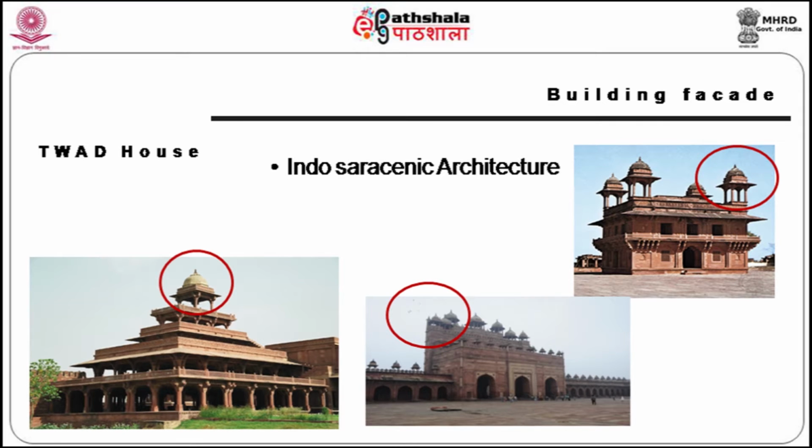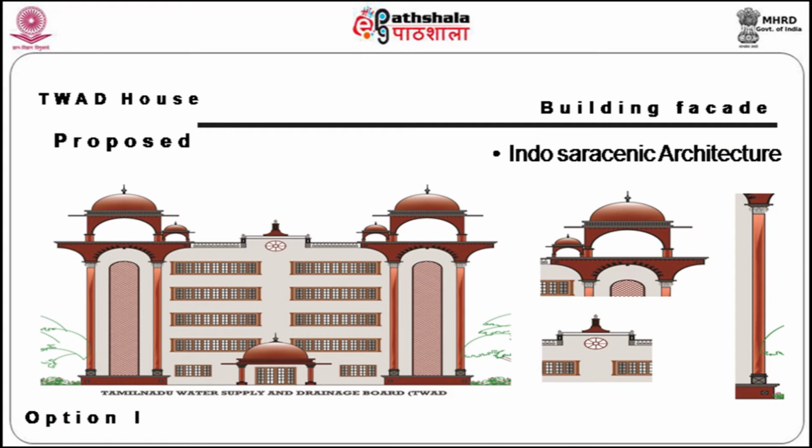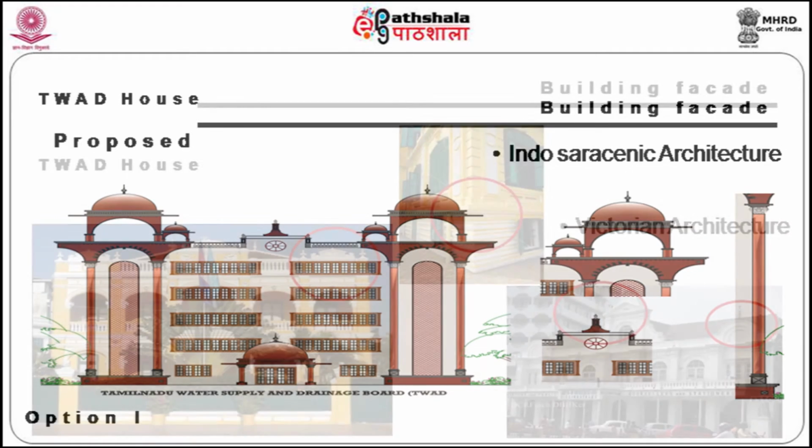These are all the buildings that were used to give us the character for our building. These are all the elements that we have used in our building. We are talking about how we are going to use them in this particular building. Wow, it's come out like that. So it is good to see an Indo-Saracenic architectural side of the TWAD house building. All the windows, doors, everything have been retained as it is. Nothing is changed, but only the elevation feature has been changed.